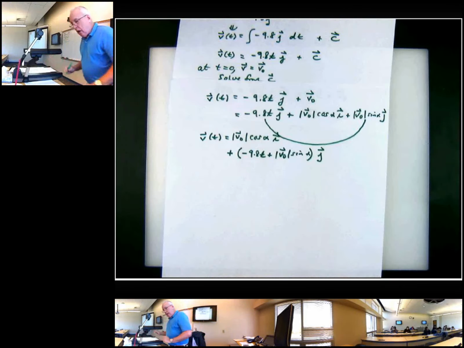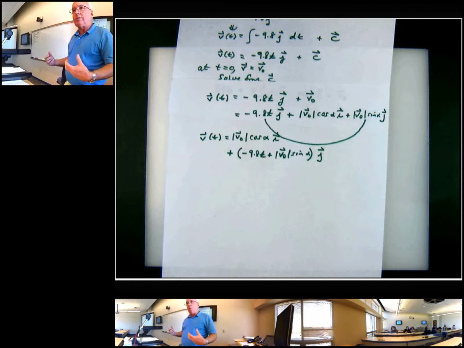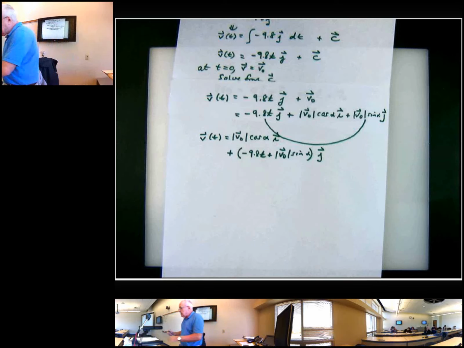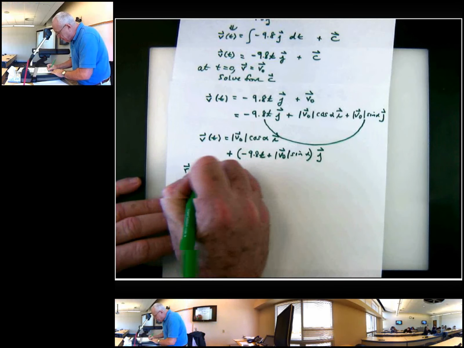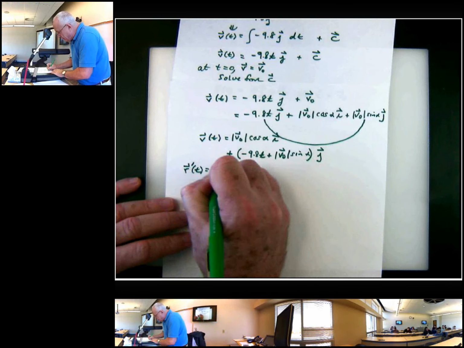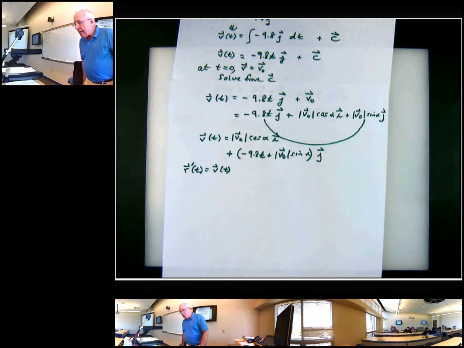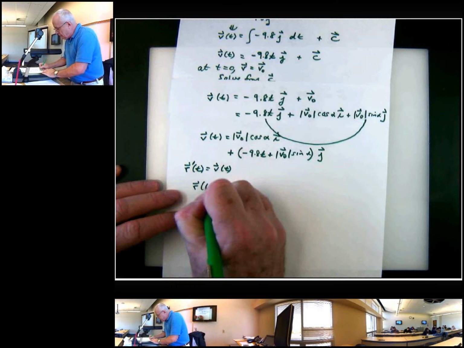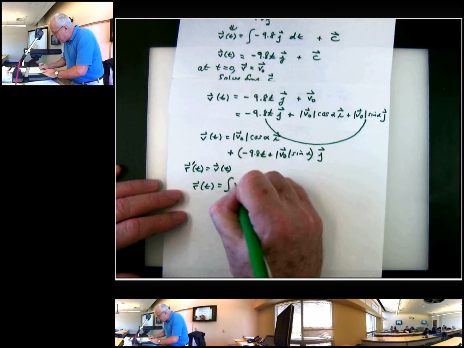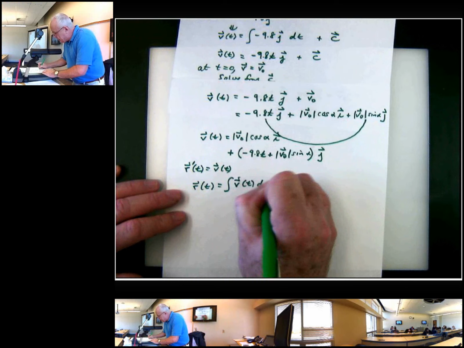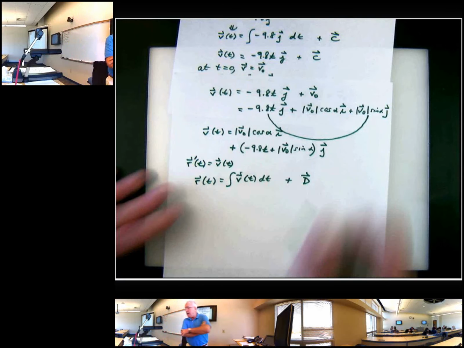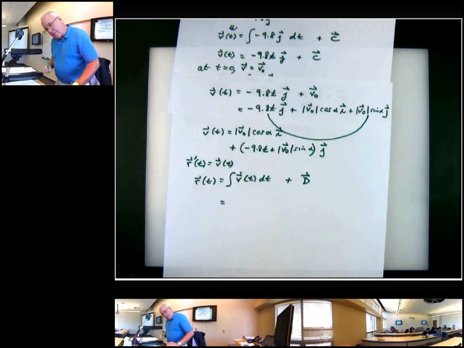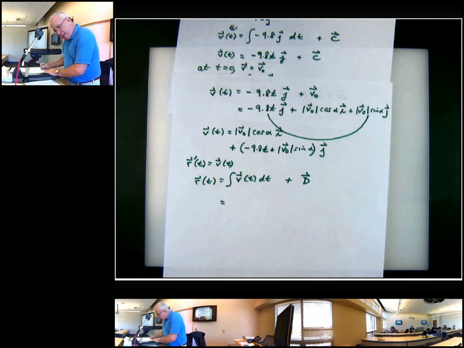Now, I want to go one more step further. I've got the velocity vector, so let me get a position vector. We know that the derivative of the position vector is equal to my velocity. So let me do an antiderivative again to get my position vector. It's going to be the antiderivative of my velocity, and again, it's going to be plus another general constant. And what I'm going to get here when I do the antiderivative of the velocity is the following.